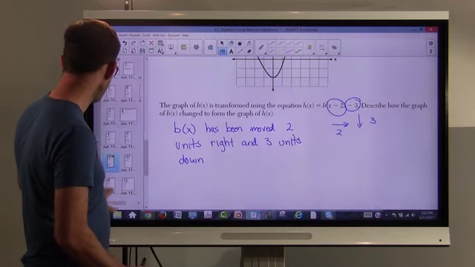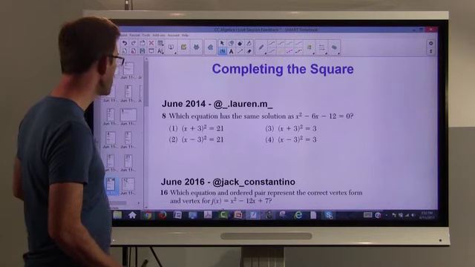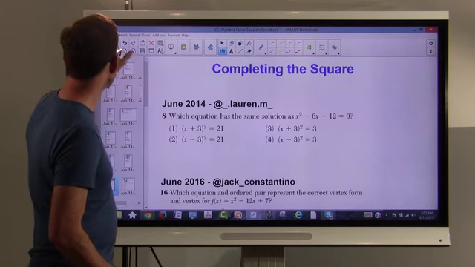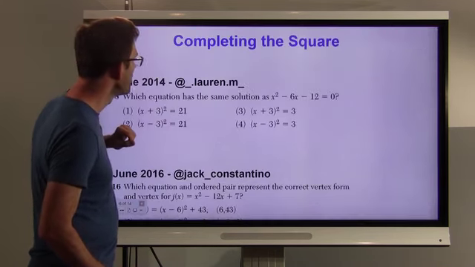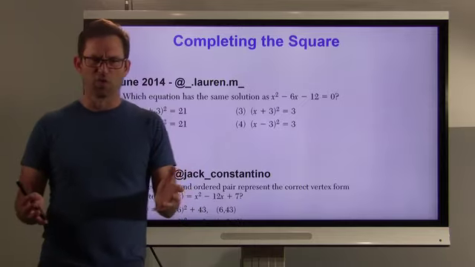All right, now we're on transformations. Let's take a look at what we have next. Completing the square.